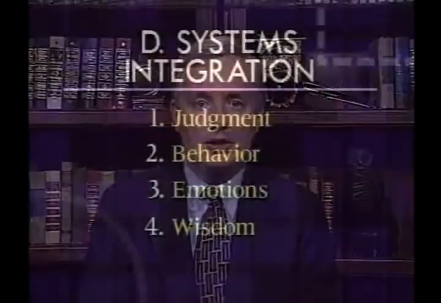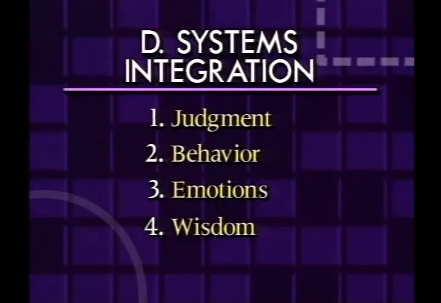Let's move on to the highest order of intellectual function, what I like to refer to as systems integration. Things like judgment, behavior, emotions, and wisdom. These are very high-order intellectual functions which require the use of all of your cortical and subcortical intellectual abilities. These functions are easily disrupted by brain injury, whether it be through trauma, stroke, or through Alzheimer's disease.